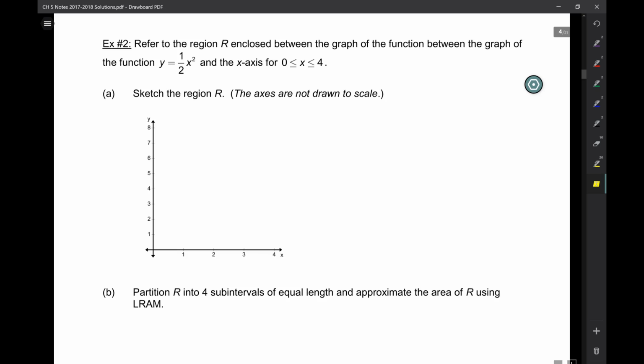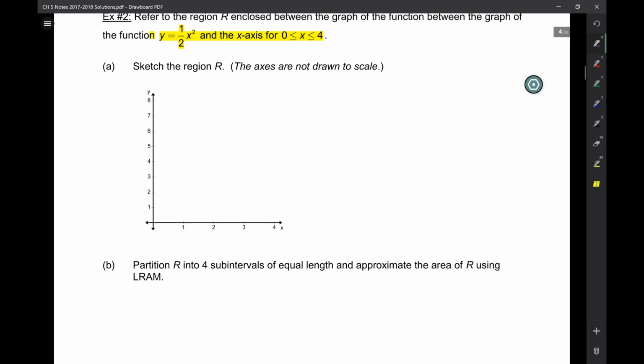So you have a function that looks like this: y equals 1/2 x squared. And the region you're looking for is enclosed between 1/2 x squared and the x-axis from 0 to 4. Okay, so let's graph this. 1/2 x squared, what shape is it? Parabola.